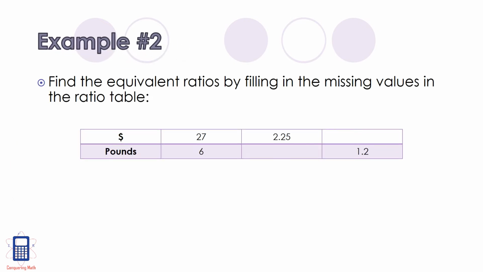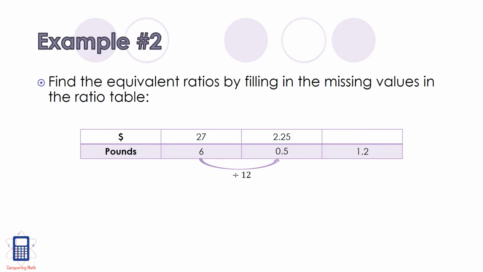So in example number 2, we again will find the equivalent ratios by filling in the table. So this time we have a ratio of $27 to 6 pounds. And to get from $27 to $2.25, we need to divide by 12. That means we divide 6 pounds by 12, and we have half of a pound, or 0.5 pounds.